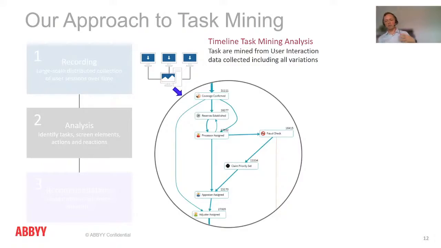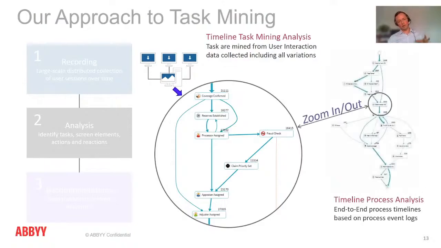Also, it gives us a deeper understanding of the process events by drilling into those tasks, with the ability to combine user interactions from desktop activities and ABBYY Timeline operational event logs as well. Because of that, you have the capability of a zoom in, zoom out effect. When you are looking first at the process on a high level, you can also quickly zoom into the specific events on a task level.